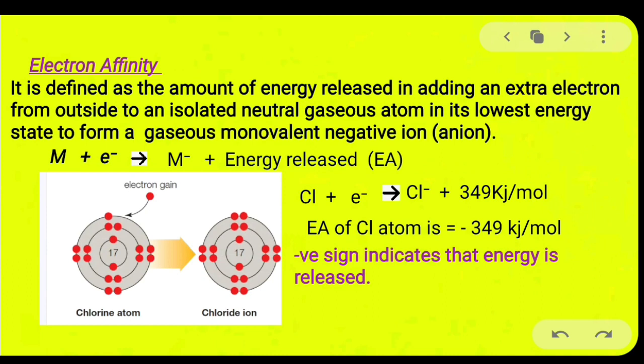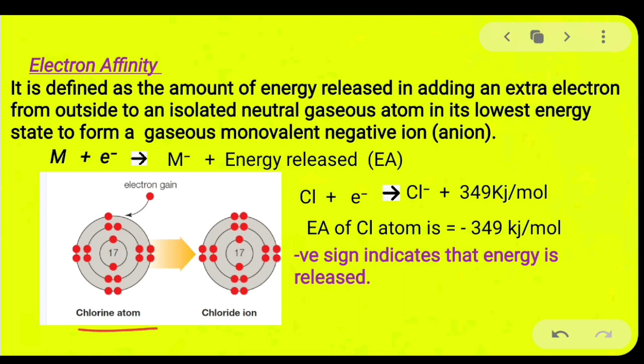Now, let us discuss what is electron affinity. Electron affinity is the amount of energy released in adding an extra electron from outside to an isolated neutral gaseous atom in its lowest energy state to form a gaseous monovalent negative ion or anion. Now, you can see here the example of the chlorine atom.